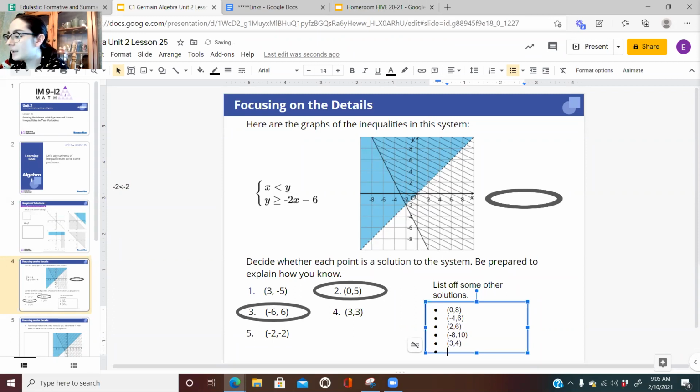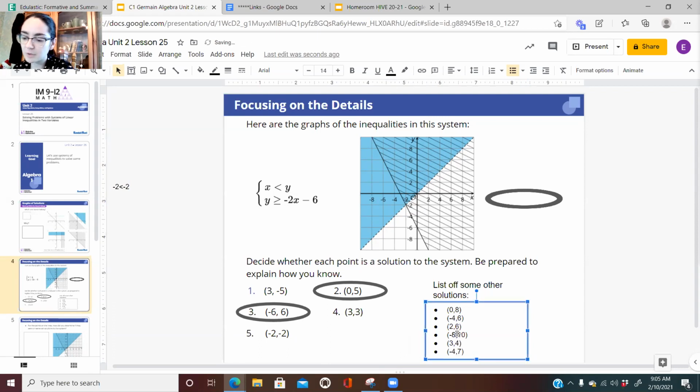One more, -4, 7. If we go over to -4, up to 7, it falls squarely in that double shaded region. Nice job there, Ian. -4, 7. Very good. Awesome.